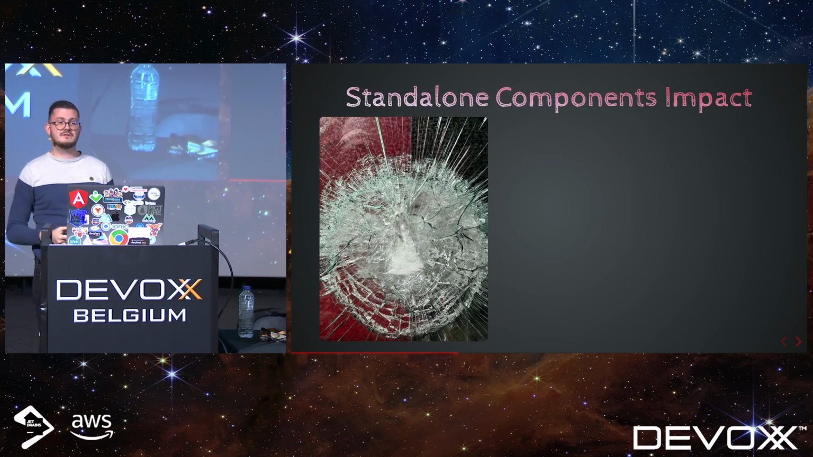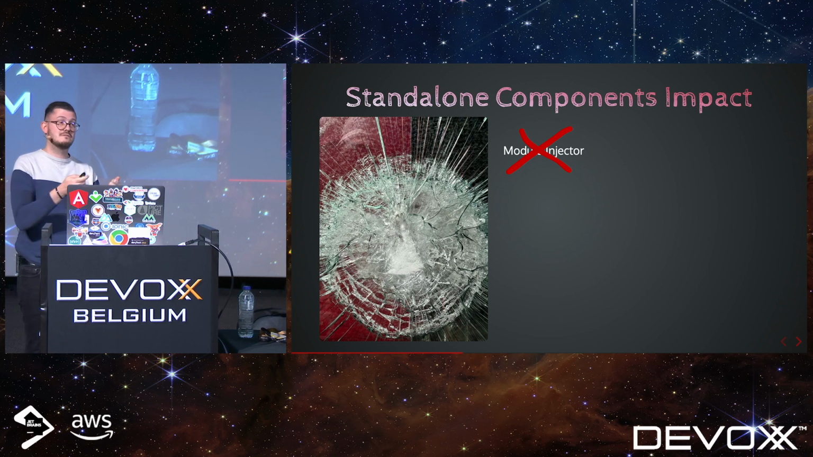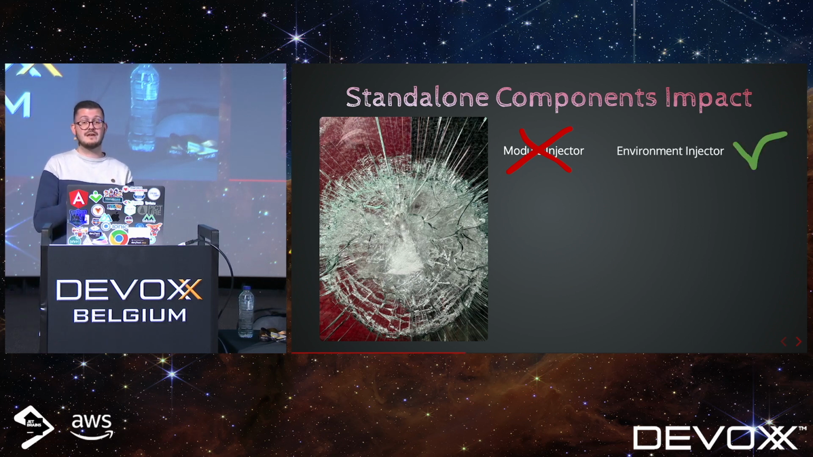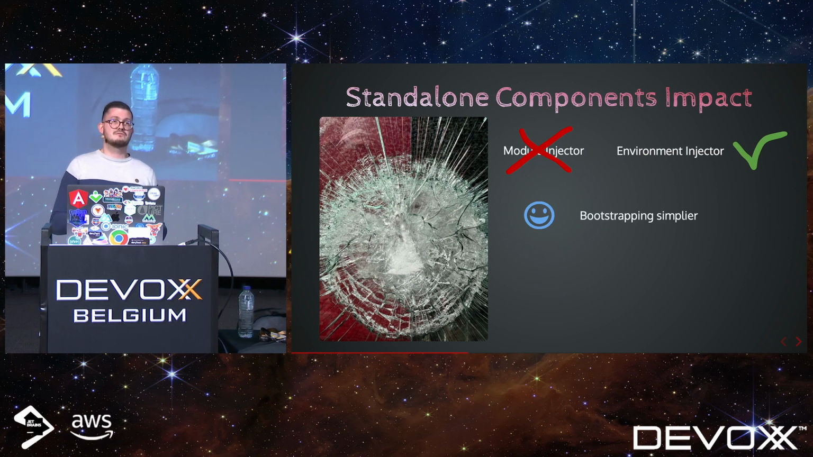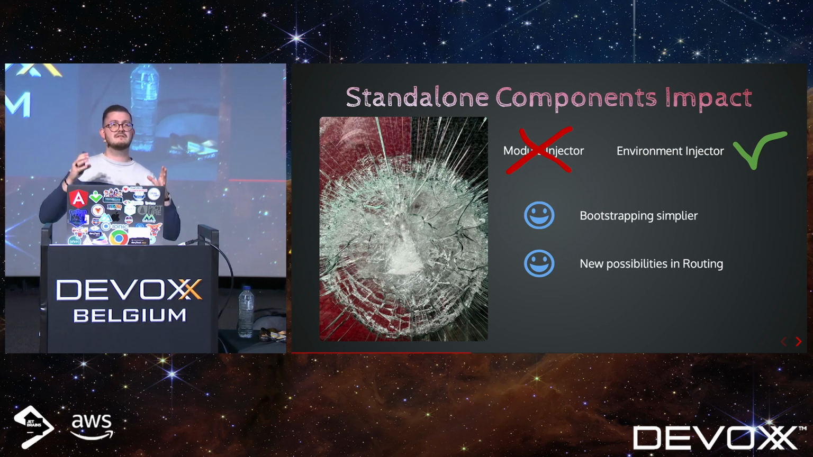So the fact of having made NgModules optional has a huge impact on the Angular ecosystem, and the first one is on the module injector. Because now there are no modules anymore, it does not make sense anymore to speak about module injector. So now we must speak about environment injector. And of course, with the introduction of standalone components, now the bootstrapping is simpler and you have crazy new possibilities in routing.